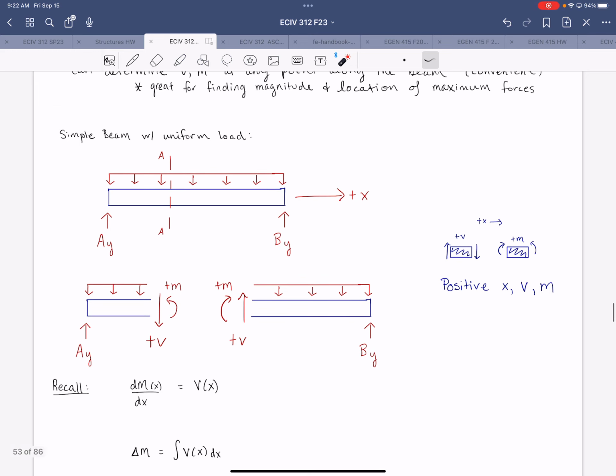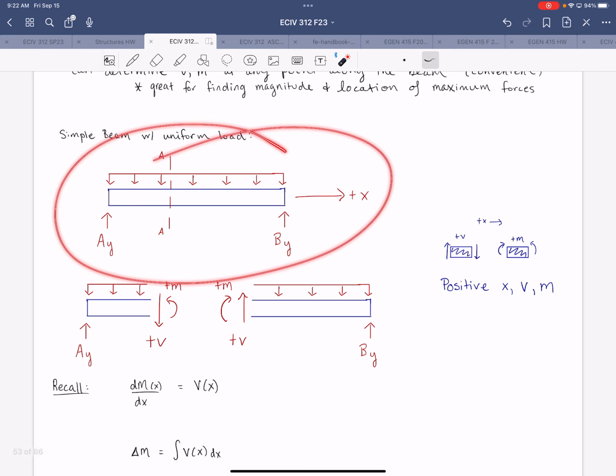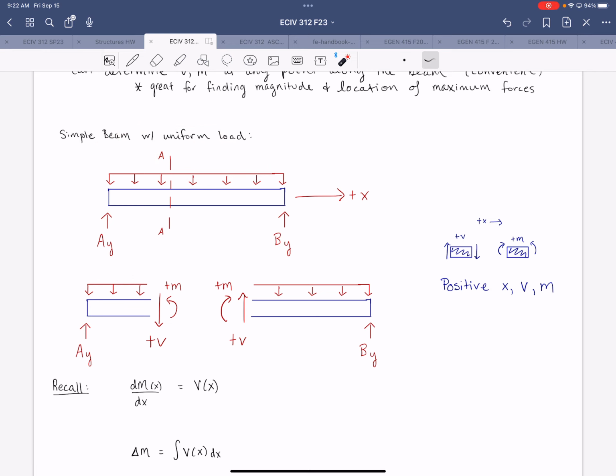So we just outline the basics using the concept of a simple beam with a uniform load. The relevant reactions are the vertical ones, right? Because there are no horizontal components of applied loads. We only have vertical loads. So we know that there's a horizontal reaction on one of these sides, but that's going to be zero. We're only concerned with the vertical reactions.